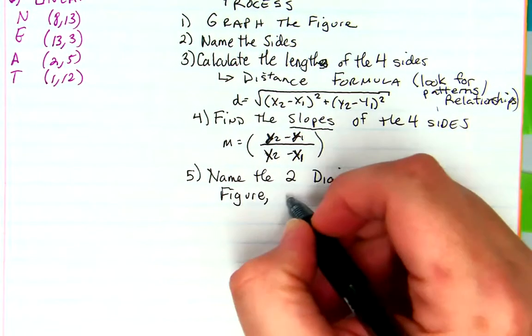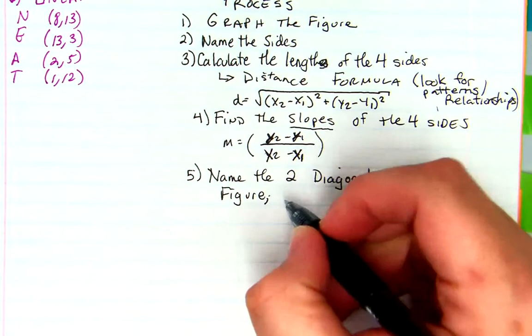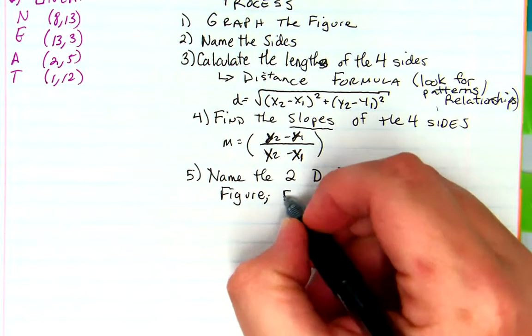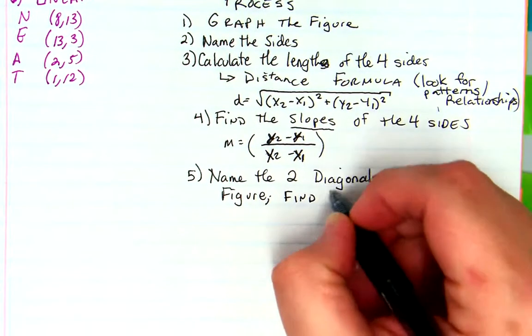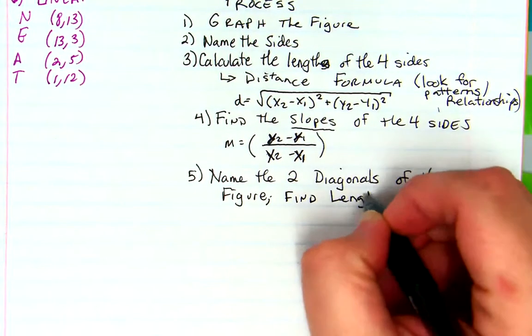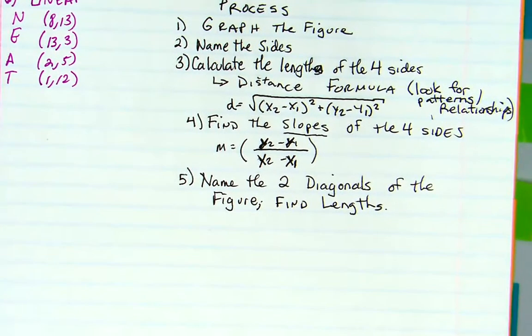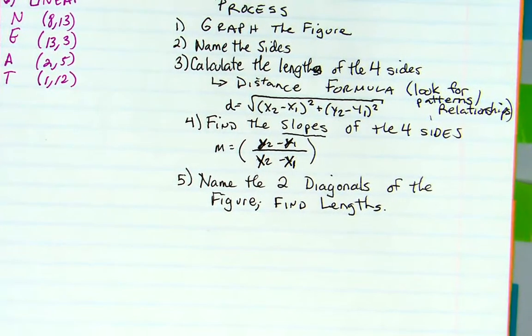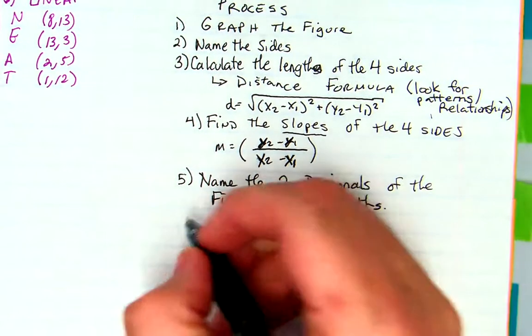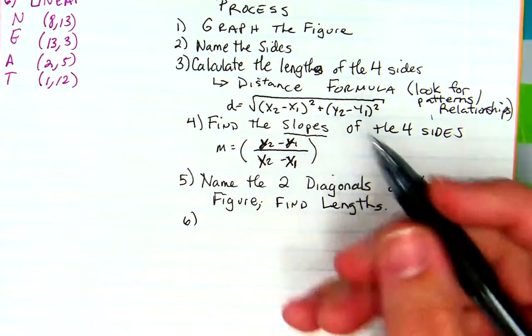And then instead of a period, we can put a semicolon and then find the lengths. So if there's lengths, we need to find them. Well, there will be lengths, so we need to calculate distance formula for that. And then step 6.